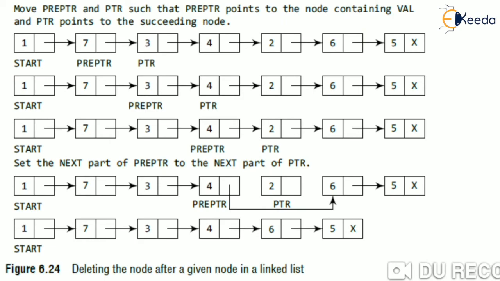In the next step they are searching for 4, that's why they are moving. From 7 they move to 3, and from 3 they move to 4. Now they have got the pointer that they want to delete. No, 4 is not deleted. After 4, whatever the node is, that particular node is deleted. After 4, the node is 2, the node which contains 2. That particular node we want to delete, right?